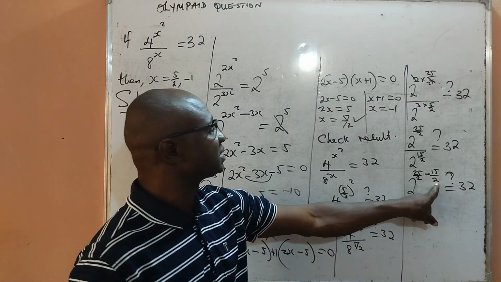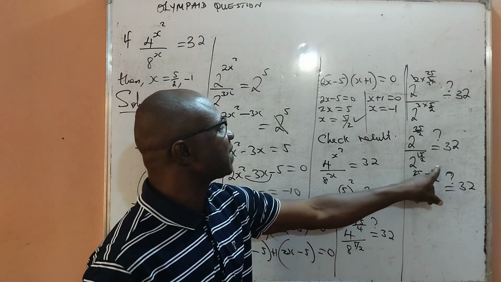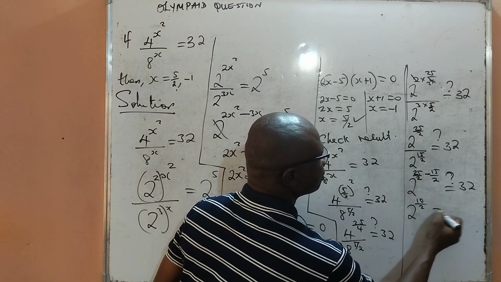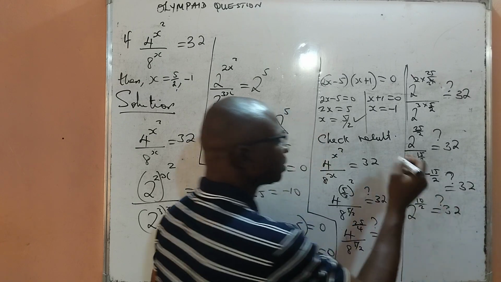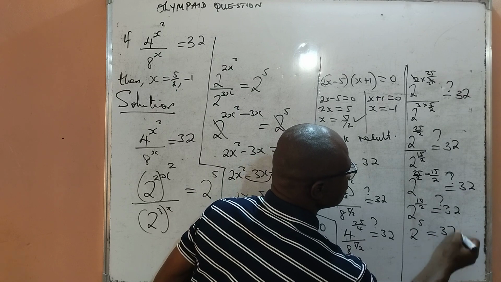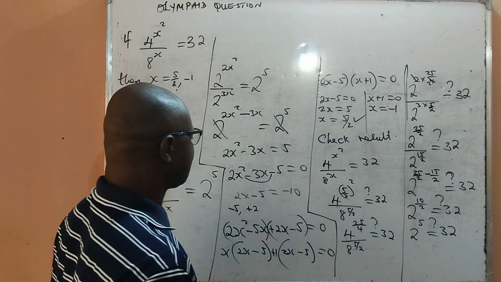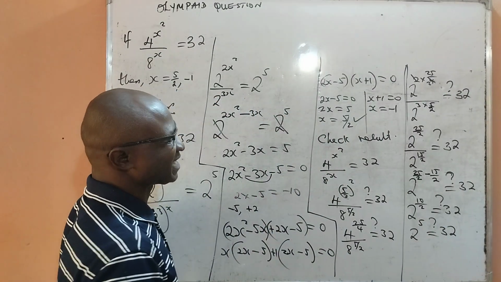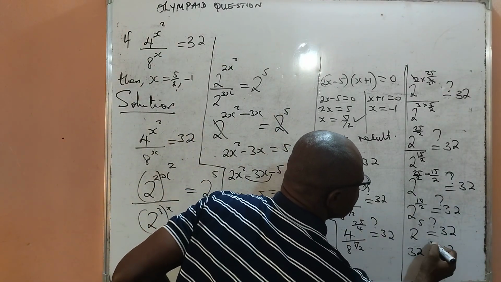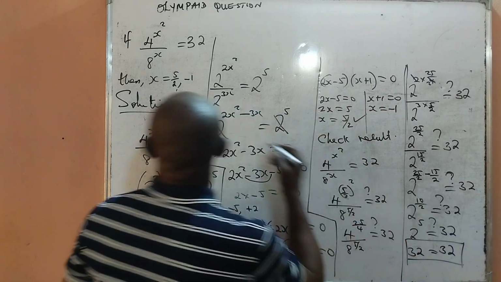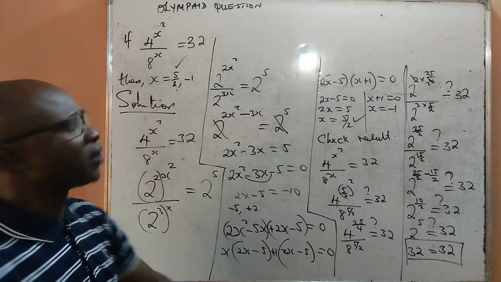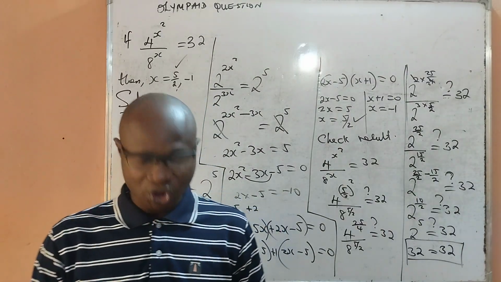LCM shows that the LCM here is 2. 25 minus 15 is 10. Therefore, I have 2 raised to power 10 over 2. Is this equal to 32? But 10 divided by 2 is 5, which means 2 raised to power 5. Is it equal to 32? And you can now agree that 2 raised to power 5, as I have explained before, is equal to 32, which is 32 is equal to 32, authenticating that the answer for the value of x equal to 5 over 2 is correct. Please try for the value of x equal to minus 1.